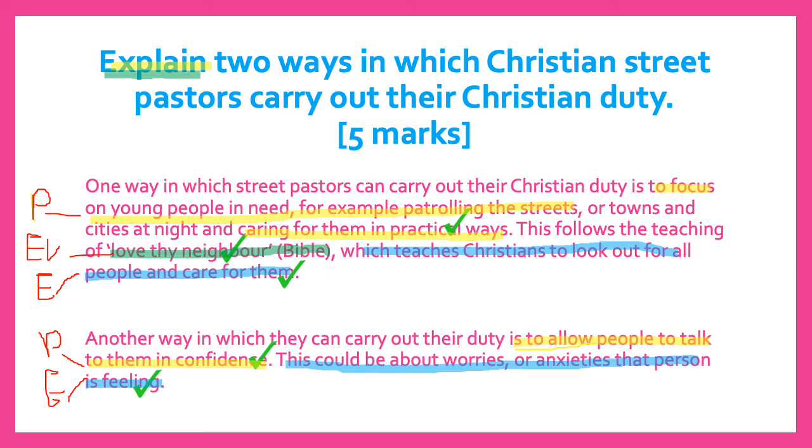And hopefully as well, what you're seeing here is how short and sweet you can keep it. A lot of us are guilty of overwriting, and that's often a result of panicking. You think you need to write more than you do. And actually, it's very nice and simple and easy. Your point, your evidence, your explanation, your point, your explanation. So that would be a good example of a 5 marker.